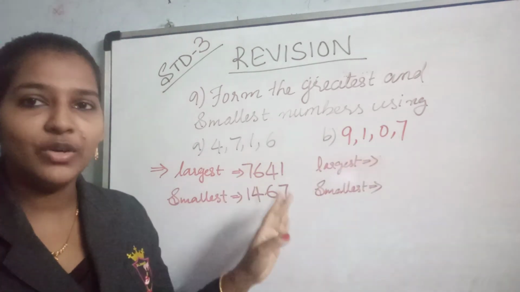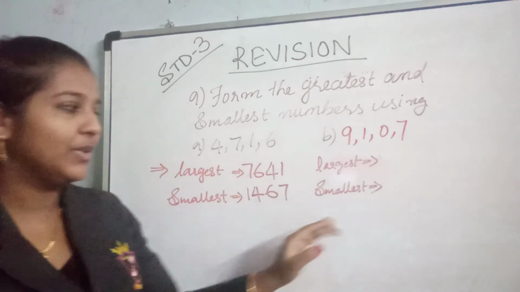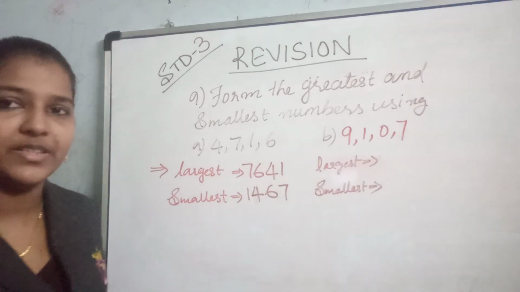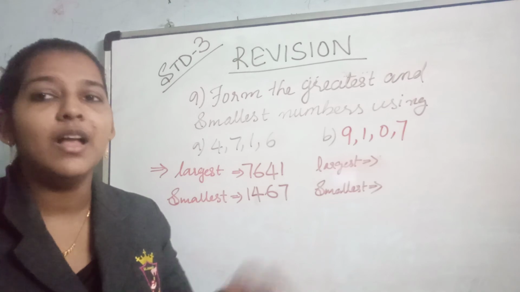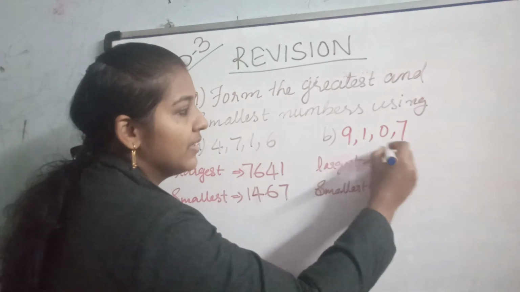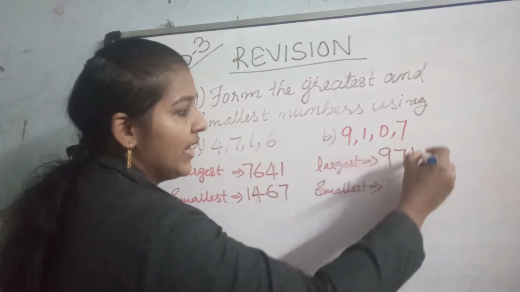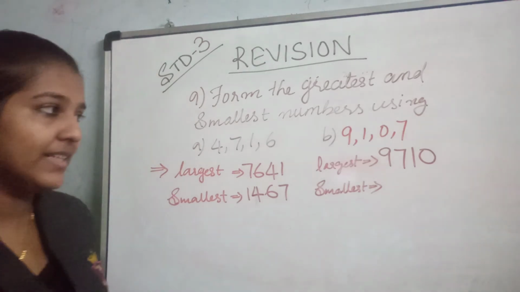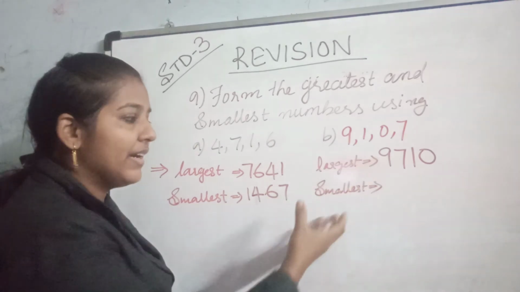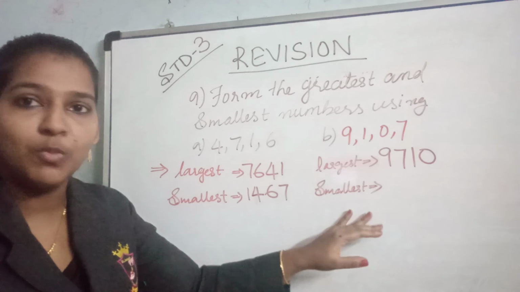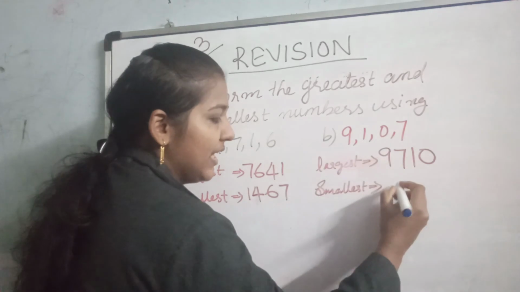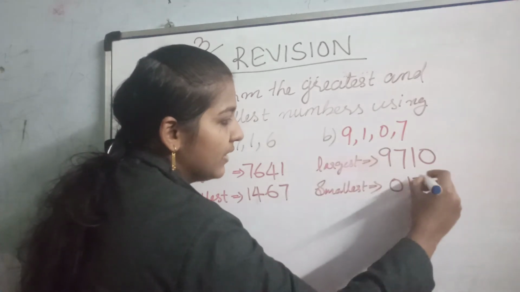9107. Okay, so here in this question you have to do a little more that I will tell you. That is the largest number. To find out the largest number, it is very easy. Just arrange in descending order without putting a comma between them. Okay, so largest number is 9, then 7, then 1 and 0. So 9710 is the largest number we can form by using these digits. But if we are arranging these numbers in ascending order to get the smallest number, there will be a problem. Do you know what? I will show you. I am arranging this in ascending order, that is 0, 1, 7, 9.